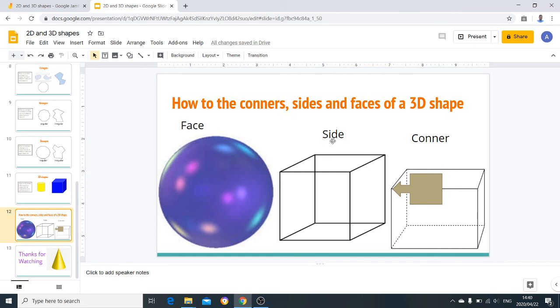A side. This is a cube, as you may already know. The side is here. It's basically where 2 different faces meet. A corner. This is a prism, a square-based prism. A corner is where 3 different faces meet.